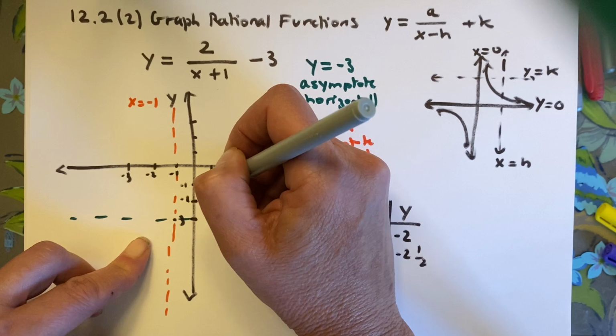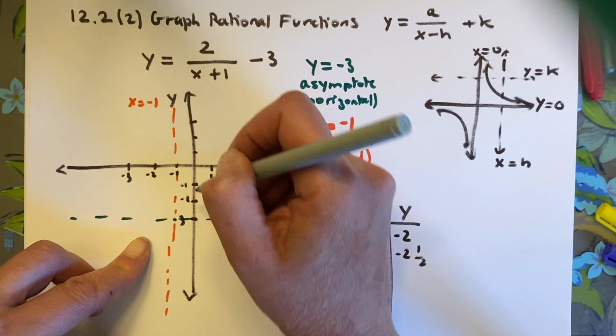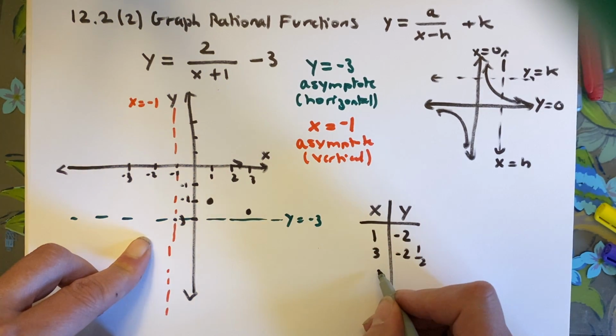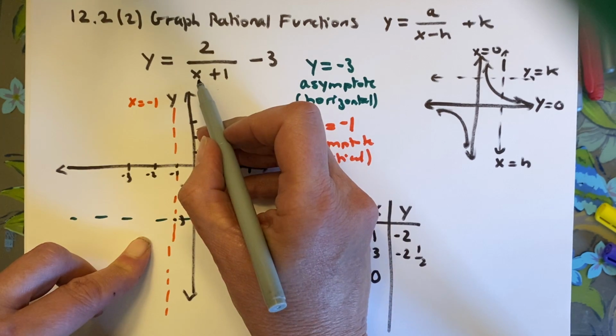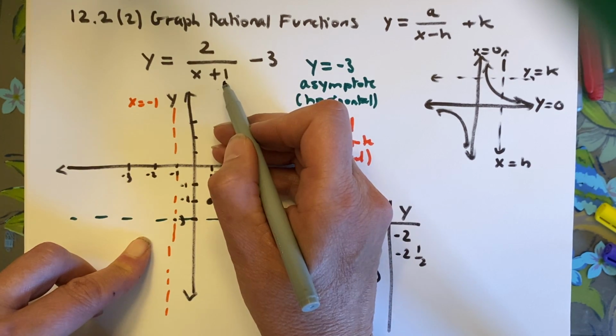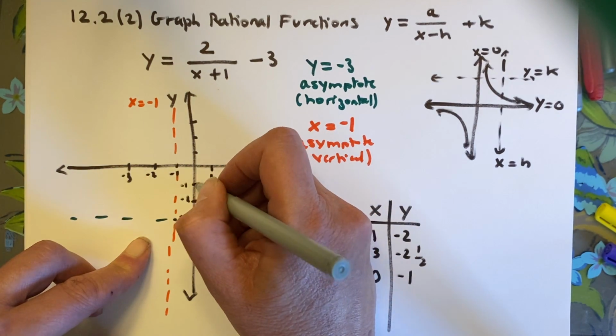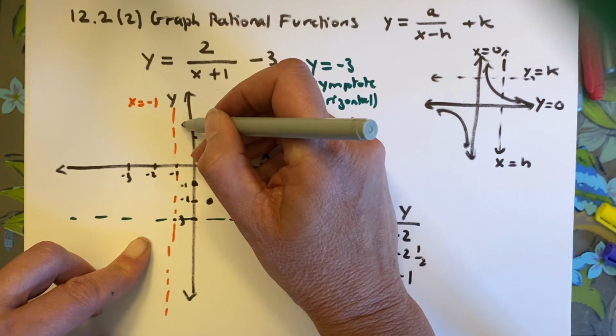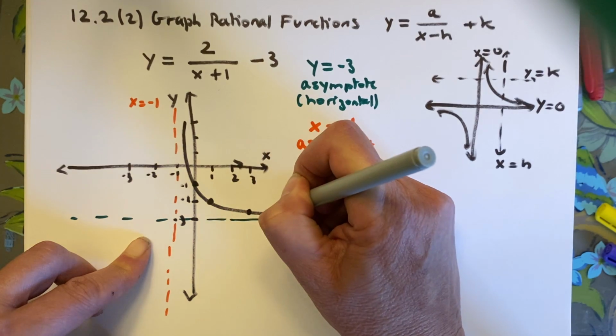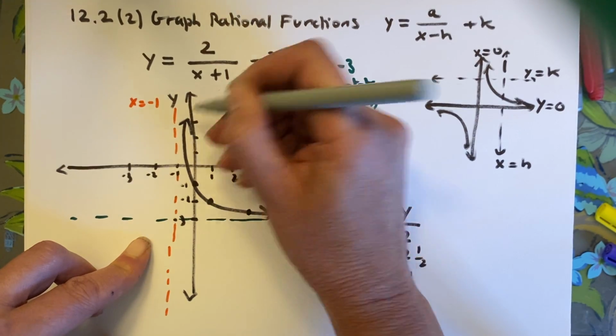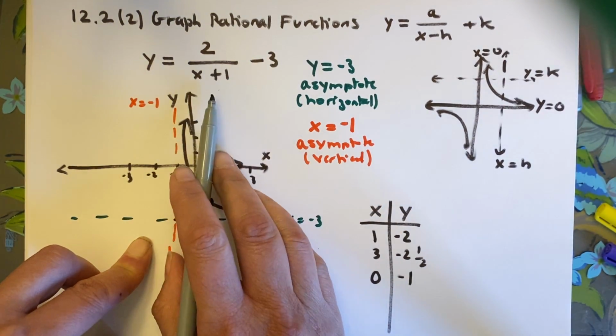And I realize I have to have a number that's approaching this asymptote here. So I'm going to put in 0 because 0 will work. 0 plus 1 is 1. 2 divided by 1 is 2. Minus 3 is -1. So I put in 0, I get -1. And there I can now draw the first branch of my hyperbola y equals 2 over x plus 1 minus 3.